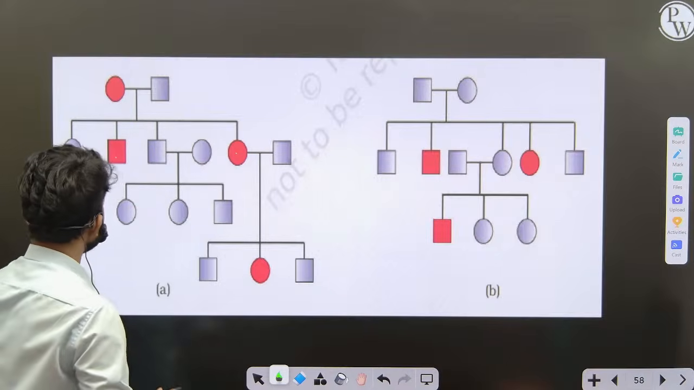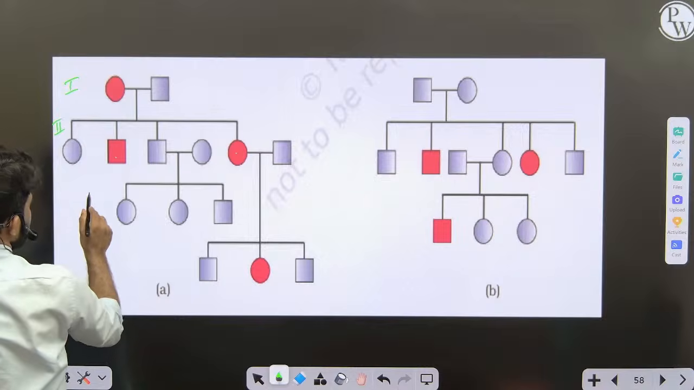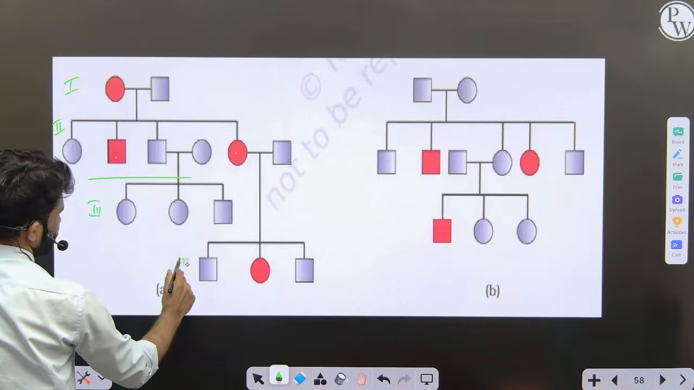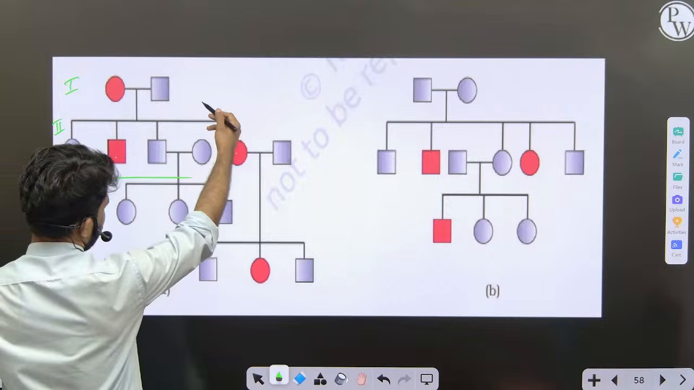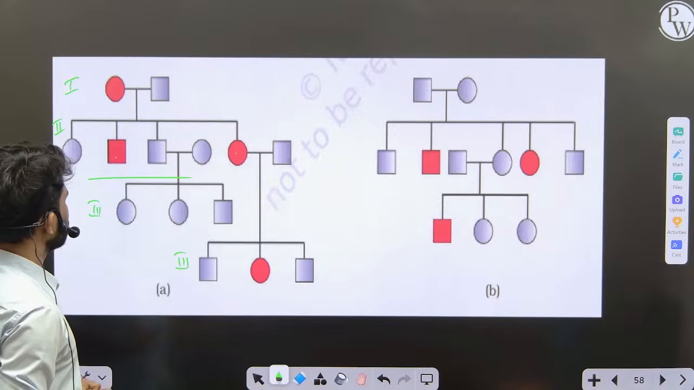So how many generations are here? This is the first generation. This is the second generation. Here, both are the third generation, because they come from the second generation.